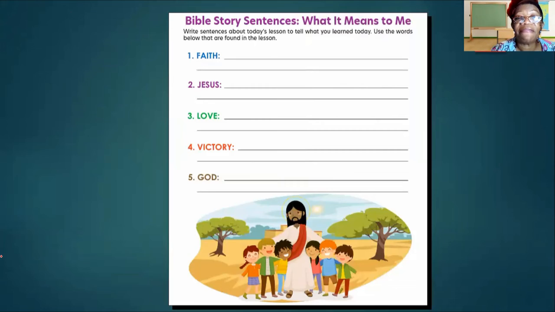Now, the next one, I think it's something that you have to do on your own. And if you want to share with me, you can send me a letter about it. It's called Bible Story Sentences, What It Means to Me. You'll write the sentences about today's lesson to tell what you learned today. Use the words below that are found in the lesson.